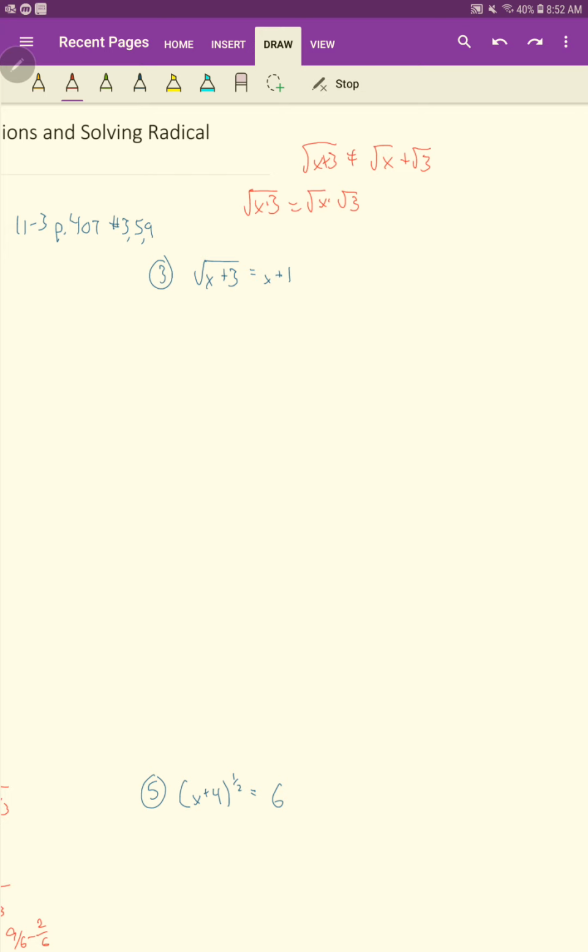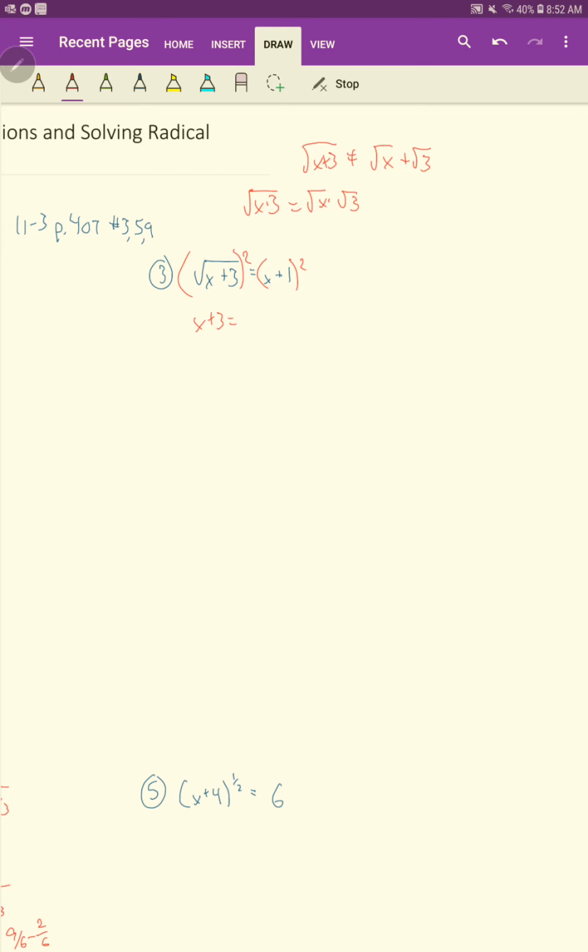And what eliminates a square root? Well, squaring. And of course, in an equation, if you do it to one side, you've got to square the other side too, the entire side. So when I square a square root, we're left with just x plus 3 right here. When I square x plus 1, it's equal to x squared plus 1 squared, right?